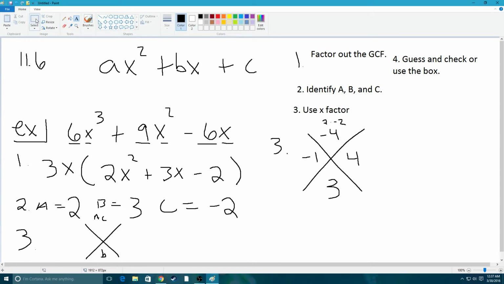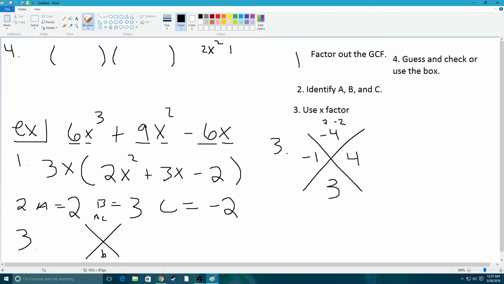So the way I would say to guess and check. The guess and check method. We know our answer is going to look like this: parentheses, parentheses, parentheses, parentheses, okay? And you know that your very first term, I'm going to write it over here, is going to have to be a 2x squared. So one of these has to be an x, the other one has to be a 2x.